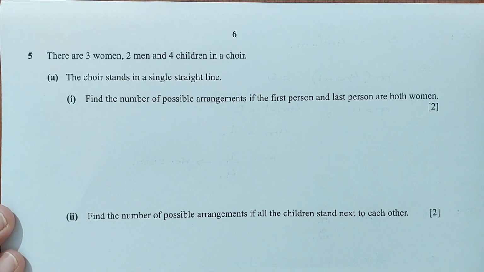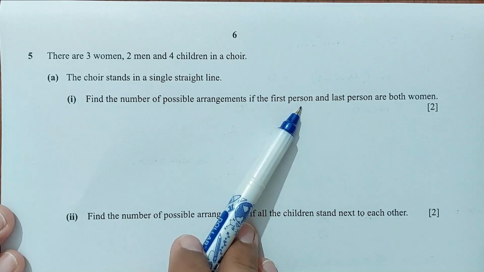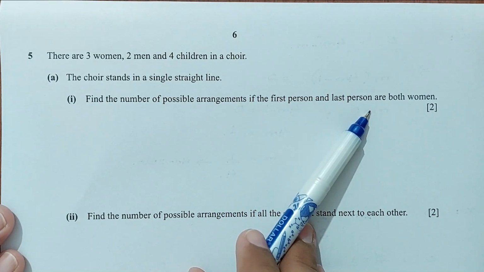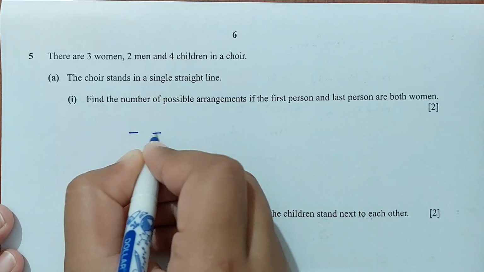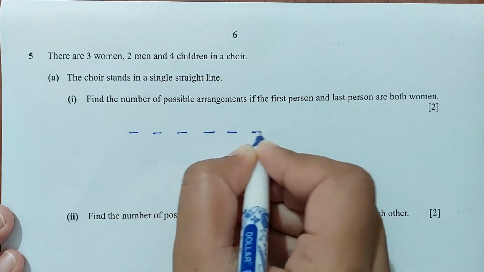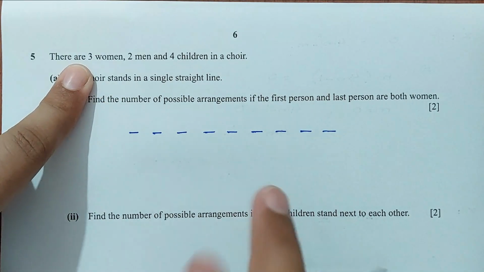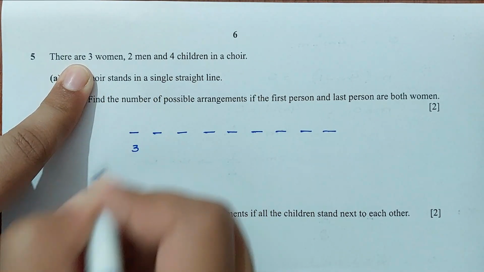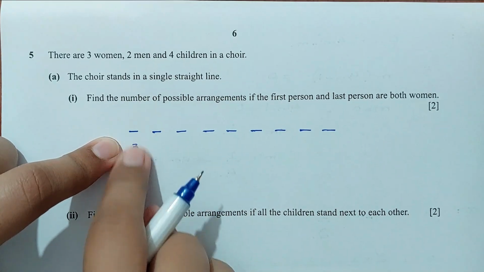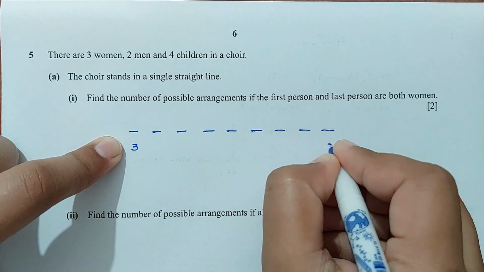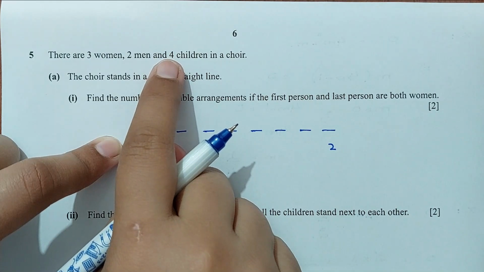All right. Okay, so we have to find the possible arrangements if the first person is a woman and the last person is a woman. So there are 9 positions, 1, 2, 3, 4, 5, 6, 7, 8, 9. Let's say the first is a woman, so there are 3 choices for the first, and if one woman is standing on the first position and the last position, 2 women are left. All right, now how many combinations are left now?